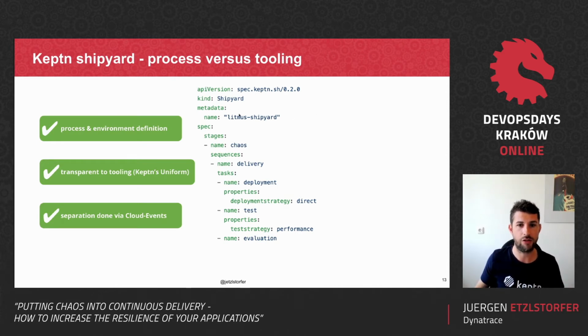So let's say we have a shipyard, and it has, in this case, a chaos stage and a couple of sequences. So first we want to do a deployment, which is part of the delivery sequence. We will run some tests, and we will do an evaluation. We do not define the concrete tooling in here.